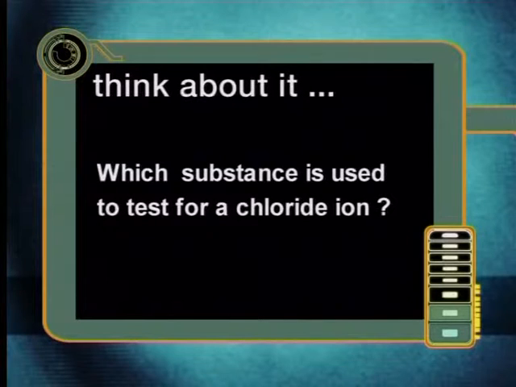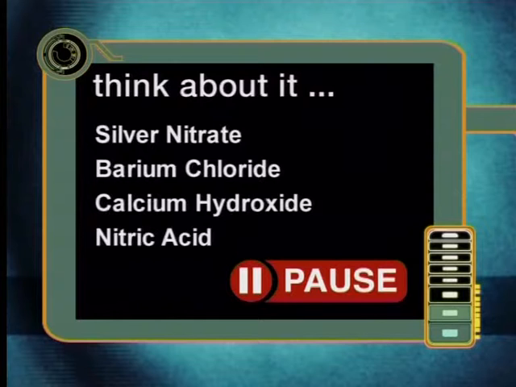We are going to test for the chloride first. Do you remember which substances we were given to aid our investigation? Which substance is used to test for a chloride ion? From our previous lessons, you will remember that silver nitrate is used to test for the presence of the chloride ion. If the chloride ion is present, a white precipitate of silver chloride is formed as soon as the silver nitrate is added to the solution.